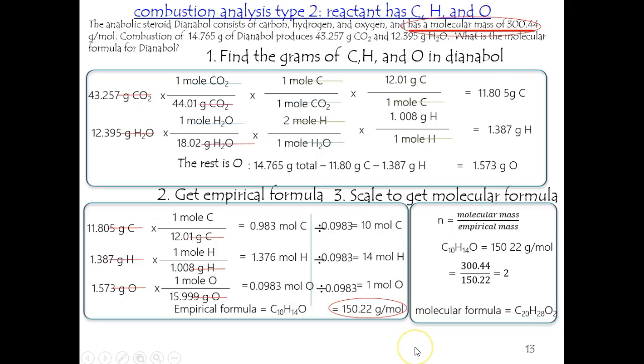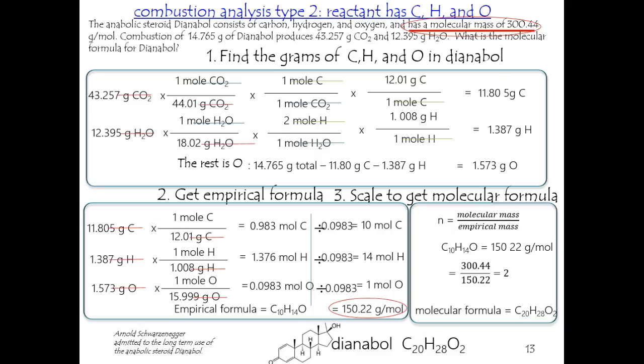But in any event, that is the molecular formula of dianabol, which happens to fit that chemical structure right there. If you're an organic chemist, there's your steroid, dianabol, and that's how you do a combustion analysis type problem. These do require some practice. I recommend that you do a bunch of these.